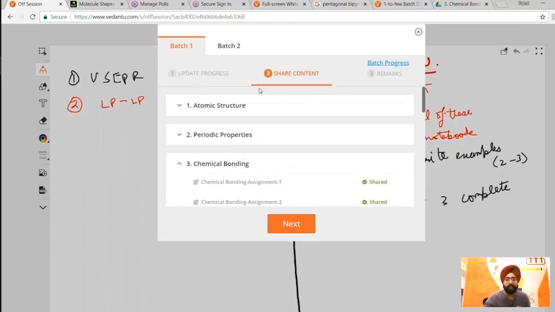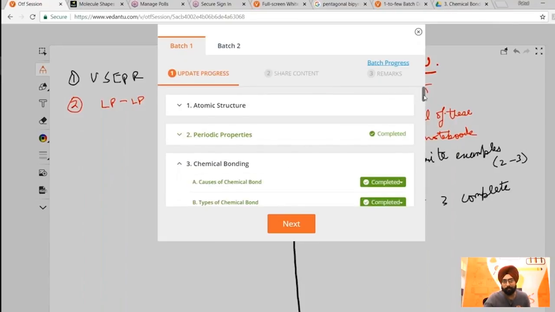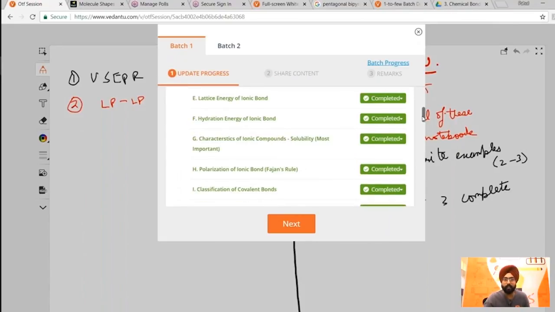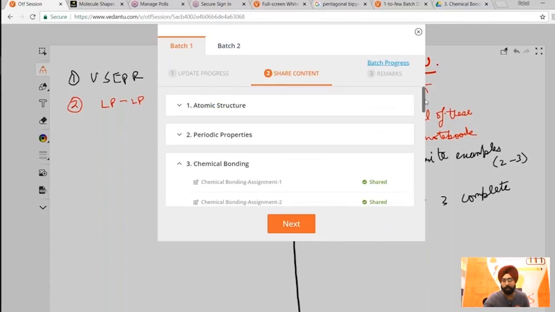Yes, phase test तक सब खत्म कर देंगे chemical bonding का. So phase test में you will have chemical bonding as well.